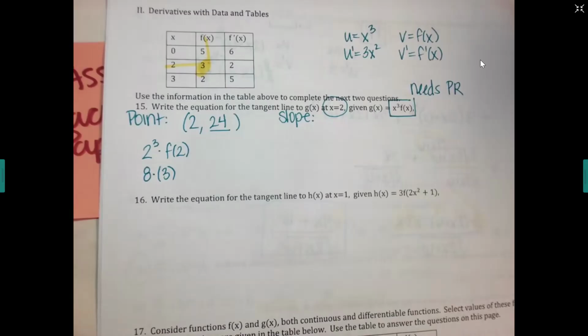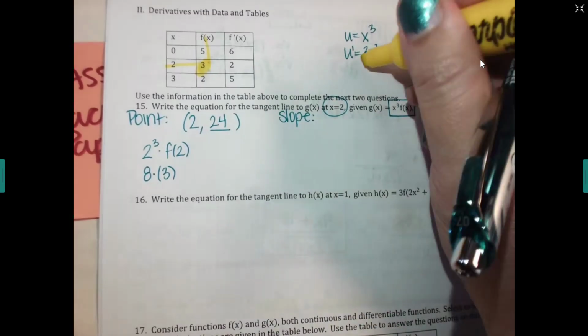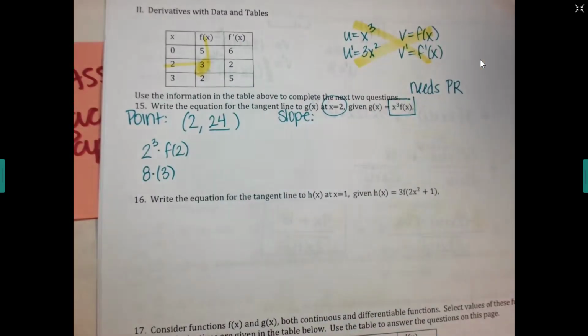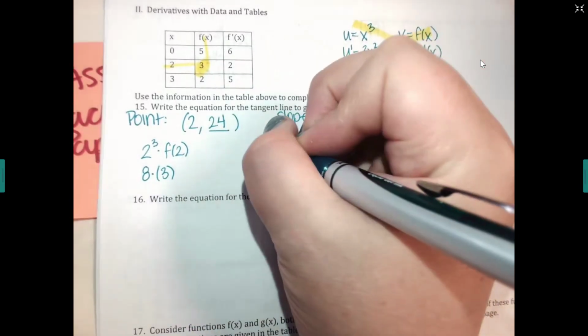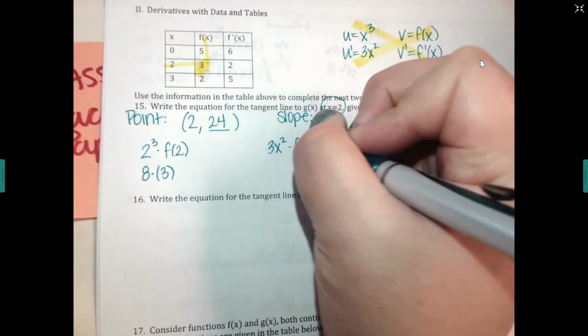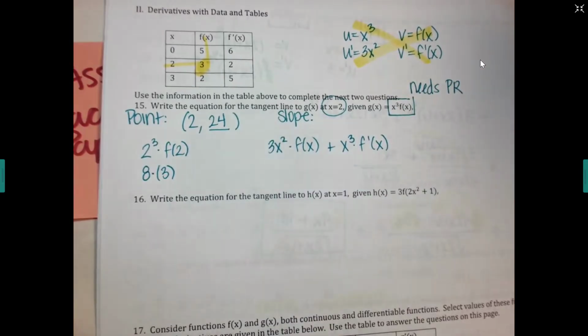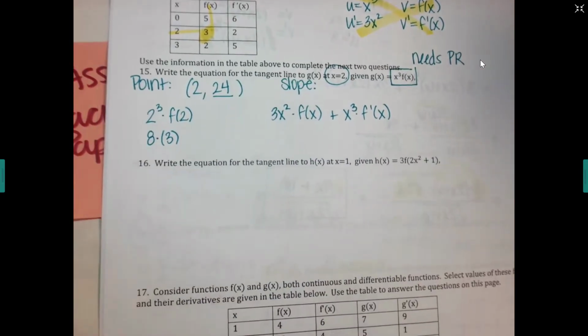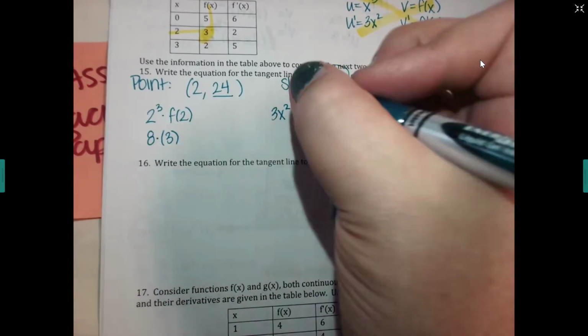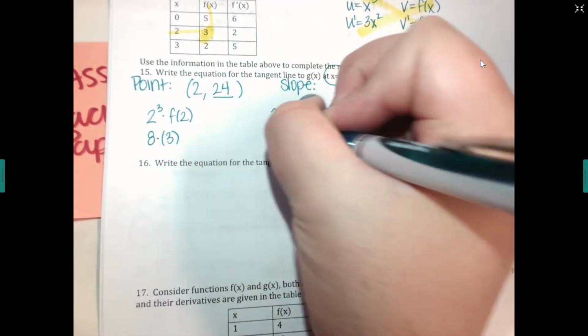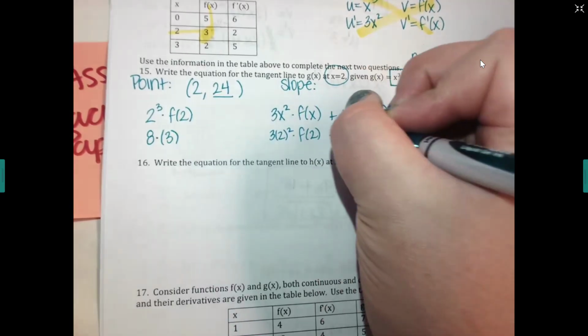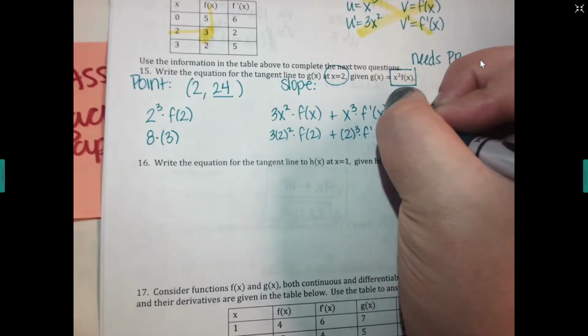Okay, then do diagonal plus diagonal. So it'll be this plus that. Remember, product rule, the order really doesn't matter. As long as you get both of them, you're good. So it'll be 3x squared f of x plus x cubed f prime of x. Okay? And then remember, that's for any x. Now I'm going to plug in my x, which is the number 2. So I'll have 3 times 2 squared times f of 2 plus 2 cubed times f prime of 2.